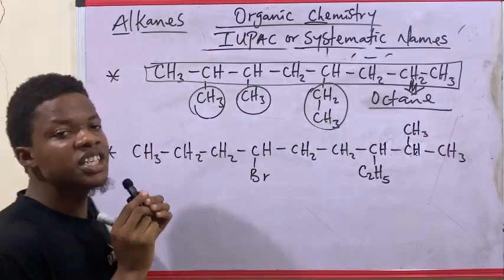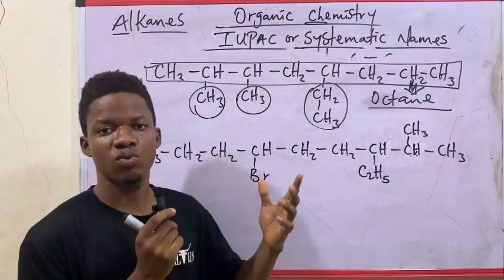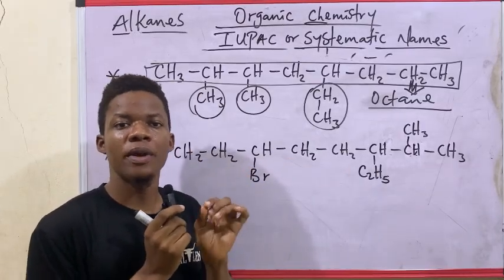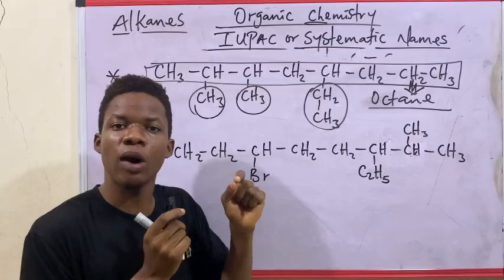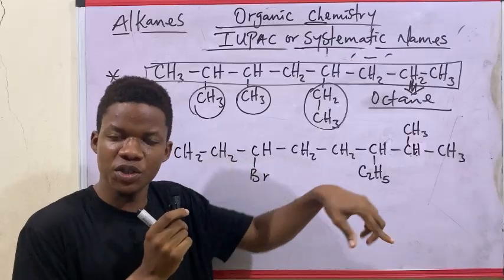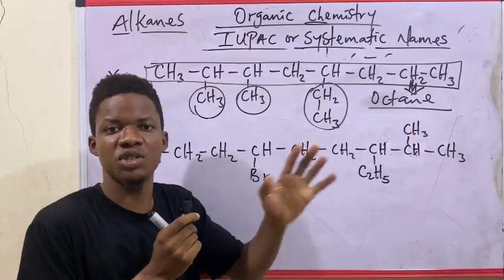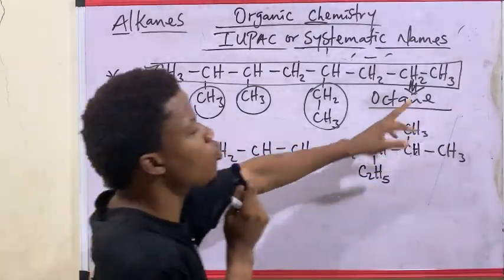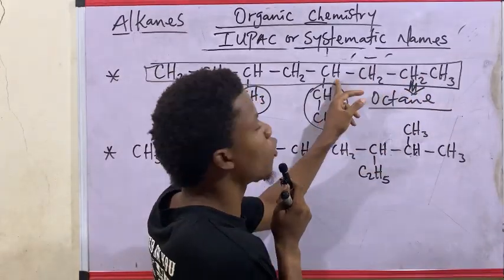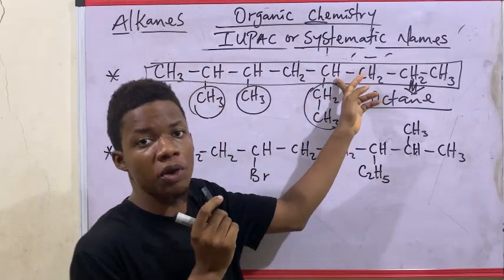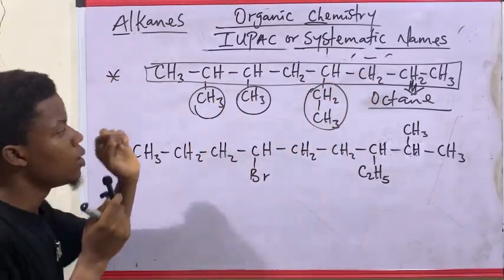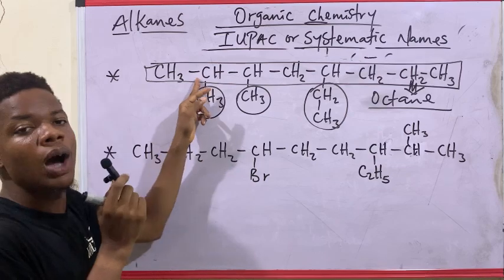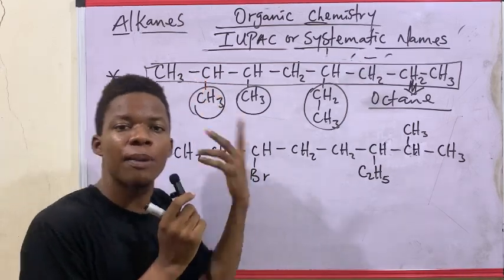Now, which direction, when we are numbering from that direction, will give us the least possible number on the first substituent, or the first locant? All right, now if you look at this, if we start with 1 from here, 1, 2, 3, 4, our first substituent will be on carbon 4. If we start from here, 1, 2, our first substituent will be on carbon 2.